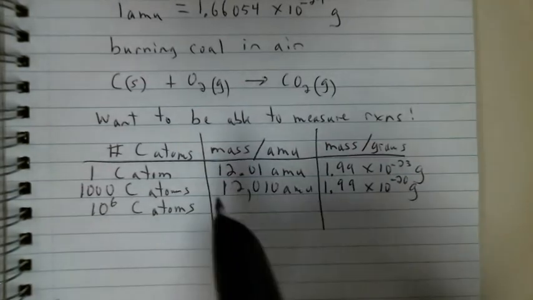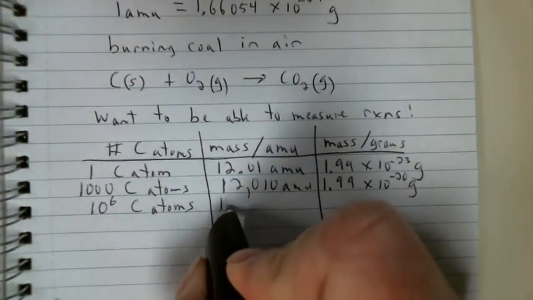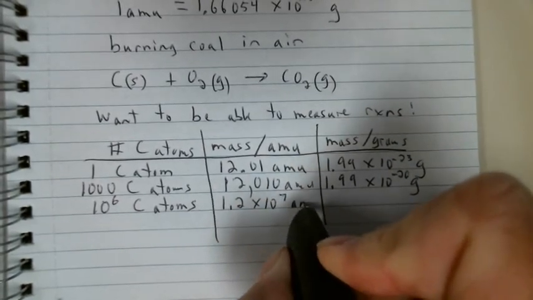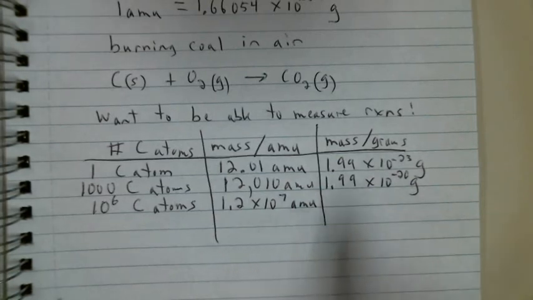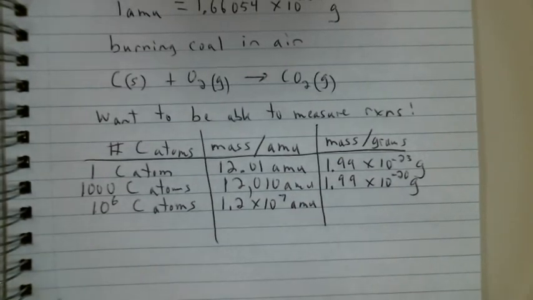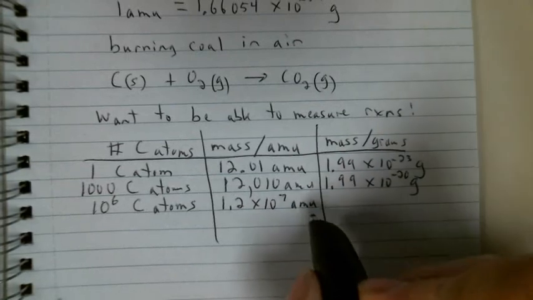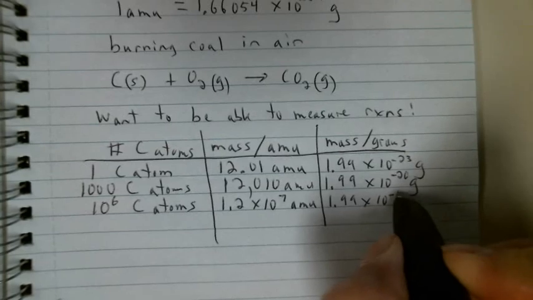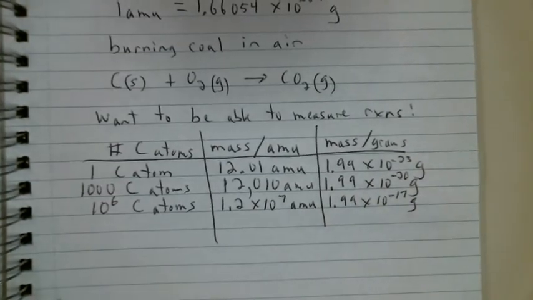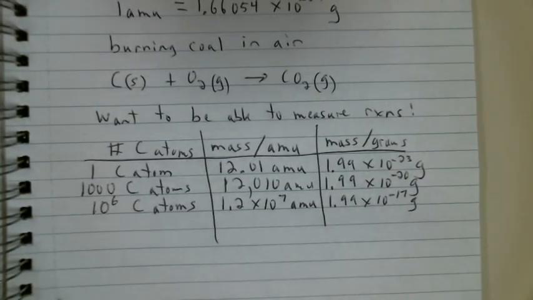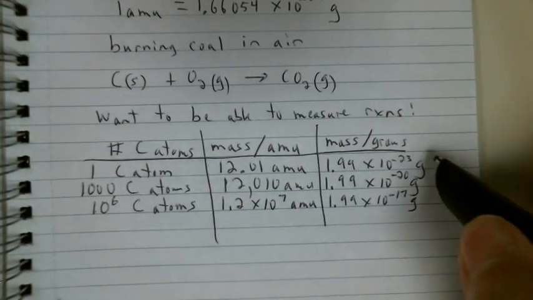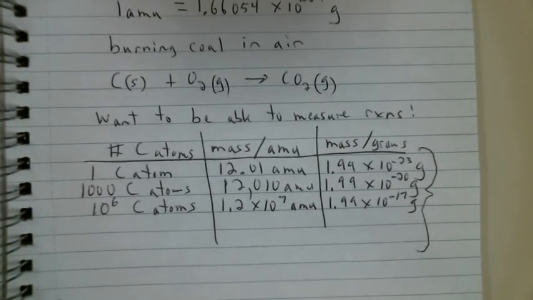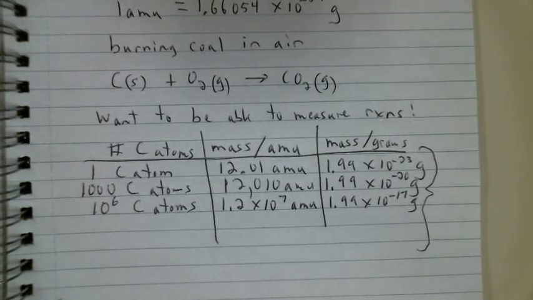Anyway, how many AMU would that be? We'll take 10 to the 6 times that, and we're going to get 1.2 times 10 to the 7th, right? So we're starting to get these big, awkward numbers. And that's a pretty big number. But let's do that in grams. 1.99, now it's times 10 to the minus 17th, right? Because we just did 3 more exponents. And it just doesn't seem like we're getting anywhere. 10 to the minus 17th is still a number that's way too small to measure.